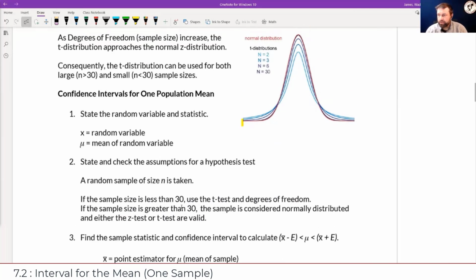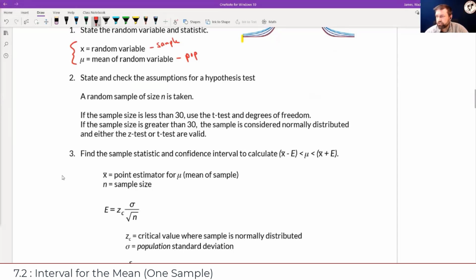So once you have all this, here's how you put it together. So first of all, you want to state your variables. So X is the random variable and mu is the mean of the random variable, right? X is going to be the sample and mu is going to be the population. Okay, and I think we established a long time ago that the sample is going to use letters like X, Y, and Z, and the population is going to use Greek letters like mu for the mean, okay?